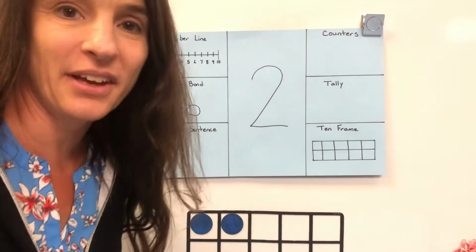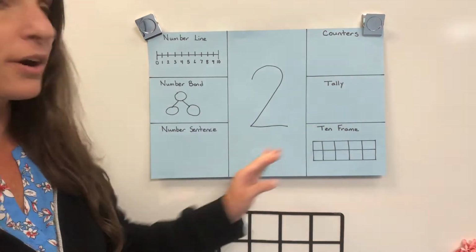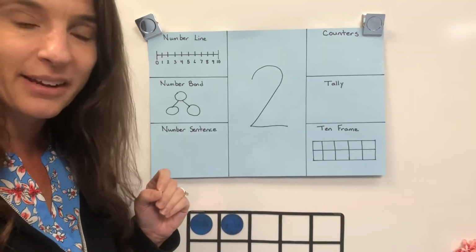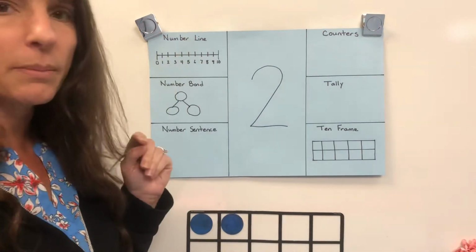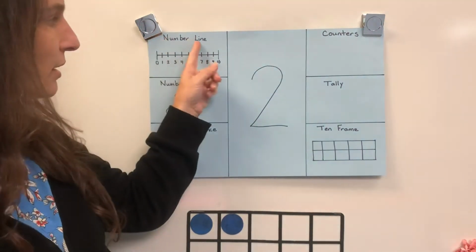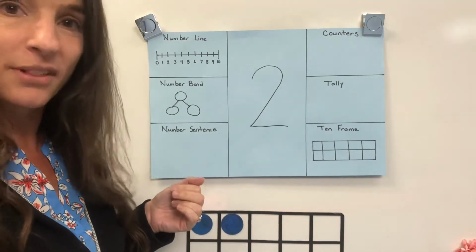This week we're learning all about the number 2. So I made a number 2 chart and we're going to fill it out together right now. Remember, I was talking a little bit to you last time about the number line. A number line is exactly what it sounds like. It is numbers on a line.